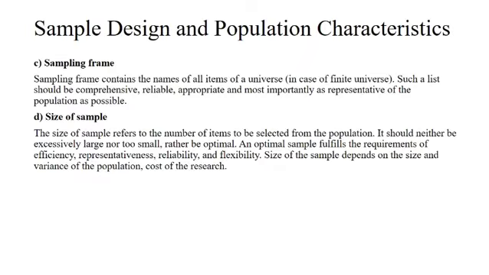Another important concept is sampling frame. This is a complete list of all units in the population. A good sampling frame should be accurate, complete, and representative. Then we have the size of sample. It should not be too large or too small. It should be optimal. The size depends on factors like population size, variability, and research tool.